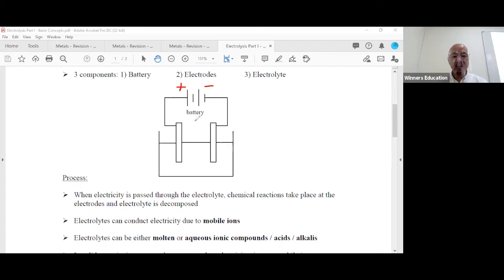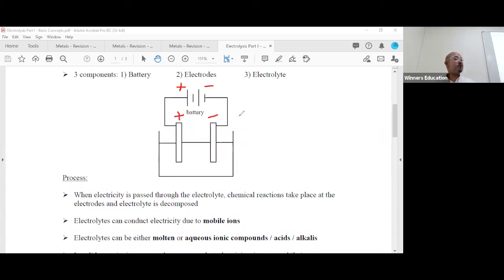Can someone tell me what is the charge here? The apparatus linked to the positive side of the battery. Physics students will have this especially. Positive or negative? Very good. First thing wrong here, everything wrong already. Right? This is positive, this is negative.